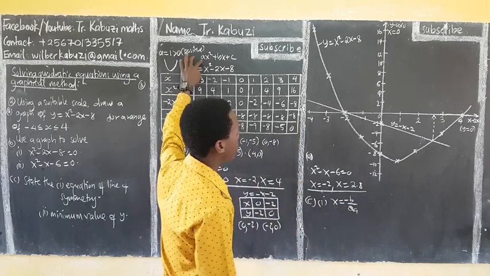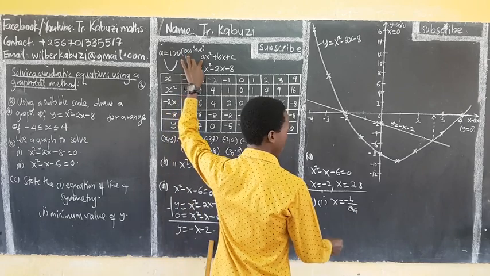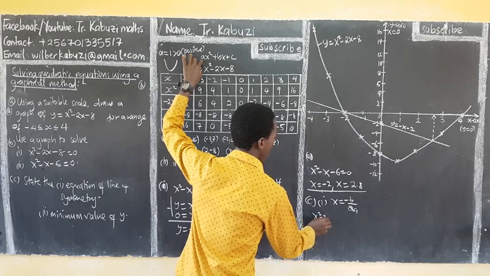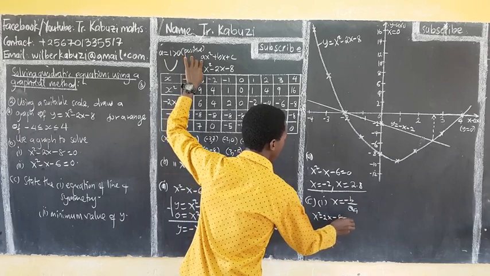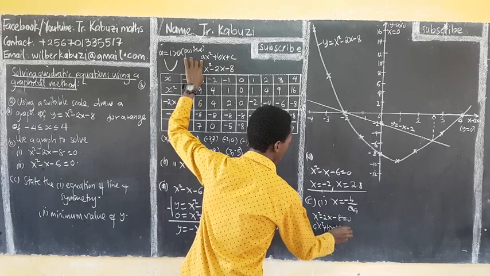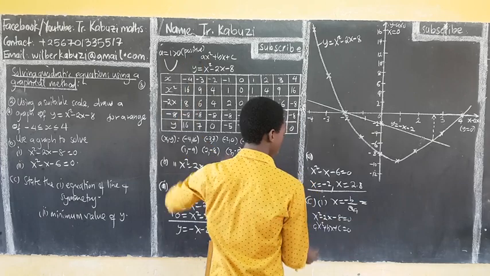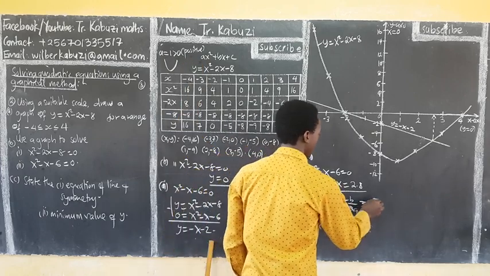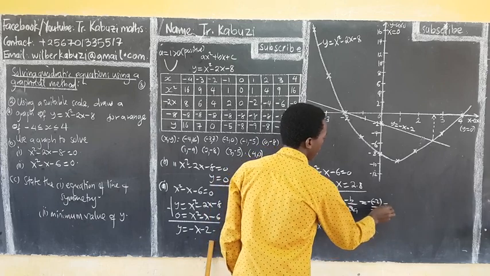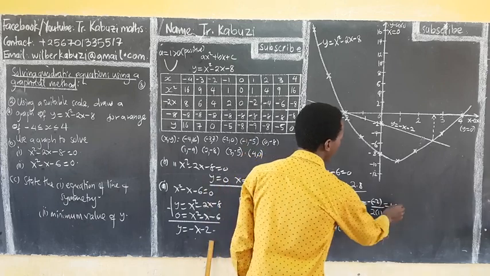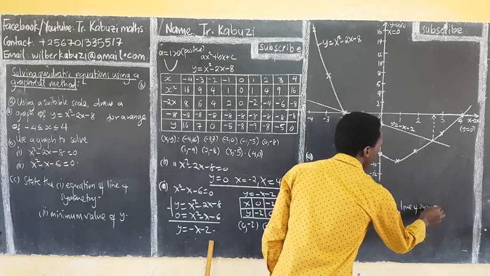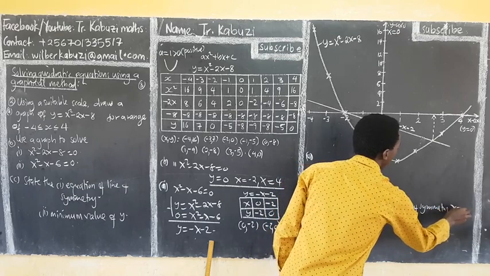If you compare this equation, our equation was x squared minus 2x minus 8 equal to 0, with the standard form, your b here is going to be negative 2, and your a is 1. So now our line of symmetry is x equal to 1.